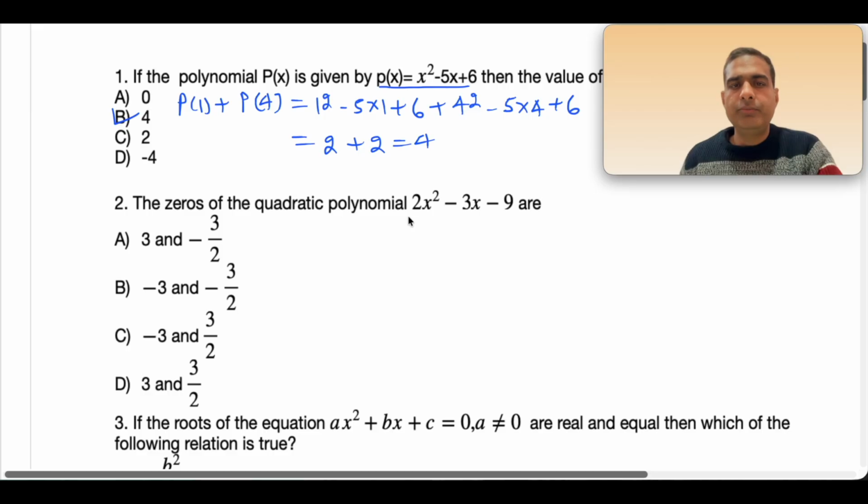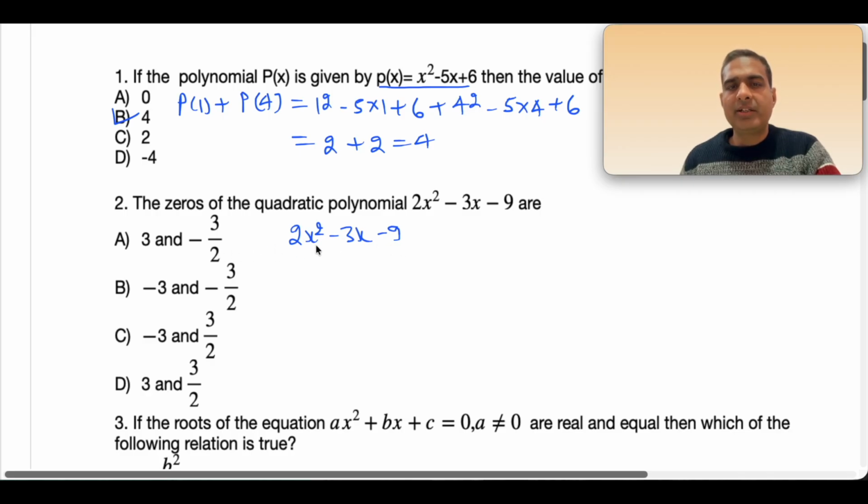The zeros of the quadratic polynomial 2x square minus 3x minus 9 are. So first of all, what are zeros? Zeros are the values of the variable which make the value of the polynomial 0. It means we have to find out the values of x at which 2x square minus 3x minus 9 turns out to be 0. So one simple way is we can put the values of the options and check at which values it is turning out to be 0.